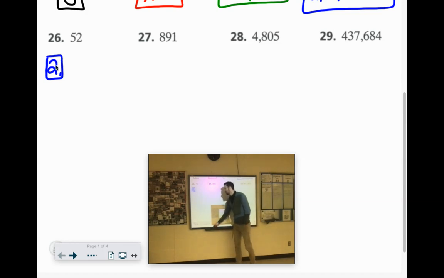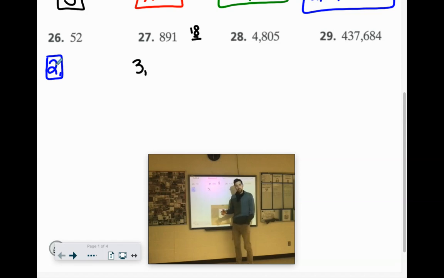All right, for 891, let's add up the digits first. So let's see, 9 plus 1 is 10, plus 8 is 18. Great. So does 2 go in there? No, because it's not even. Does 3 go in there? Yes, because 3 goes into 18.